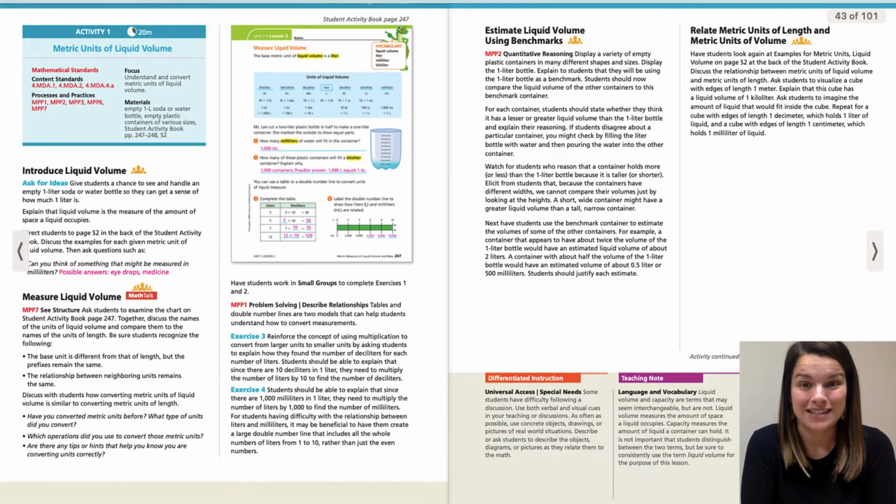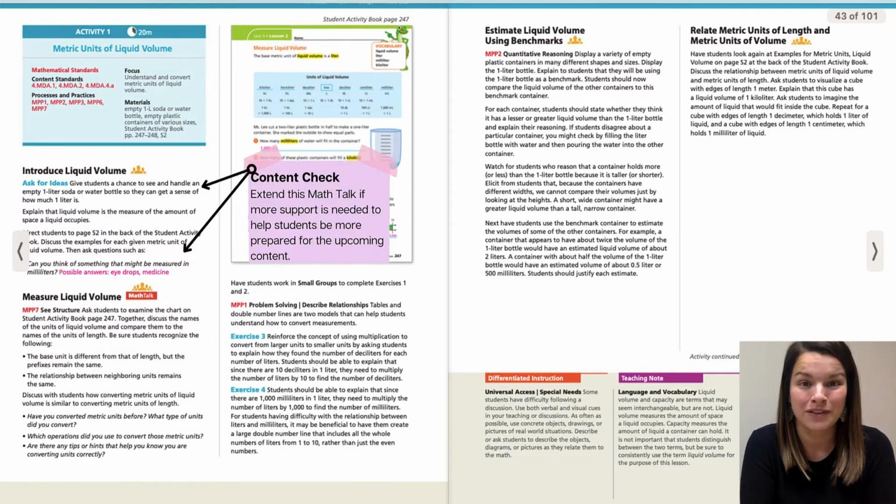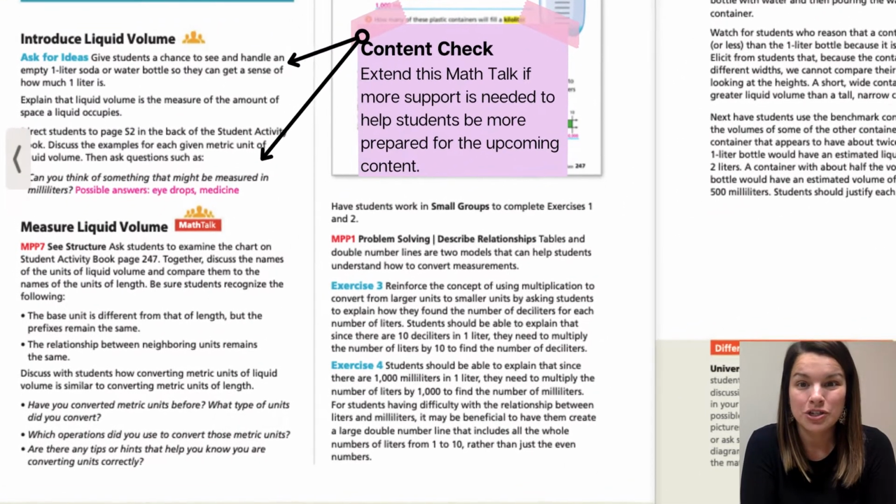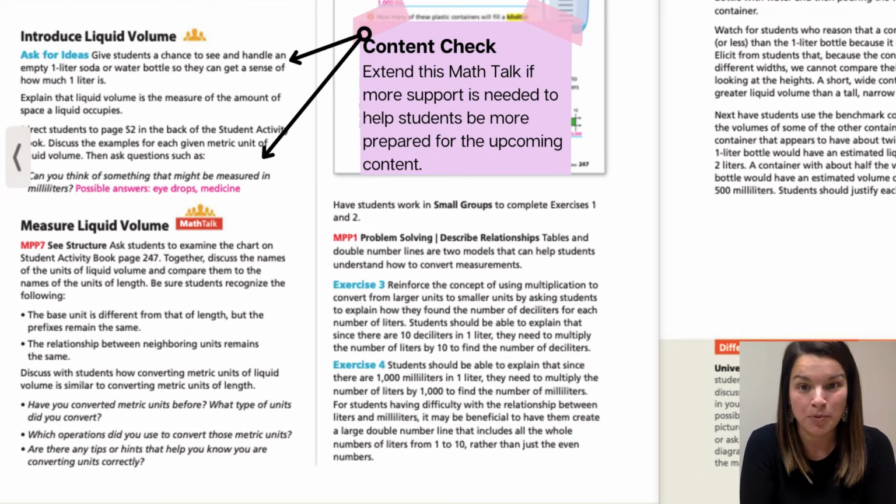As I begin the lesson, I'm utilizing this first part of the lesson as a content check to ensure that the content concepts are appropriate for my students' age and educational background. I cannot assume that because my 4th grade students are using a 4th grade textbook, they're ready for the content. If they're not, I plan to extend this conversation to help prepare my students for the lesson.